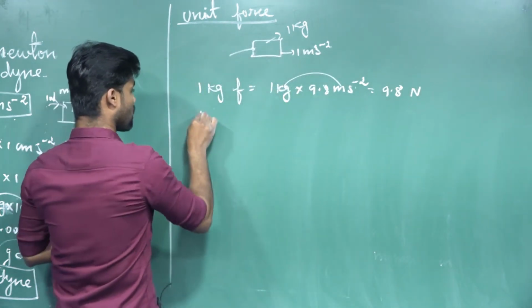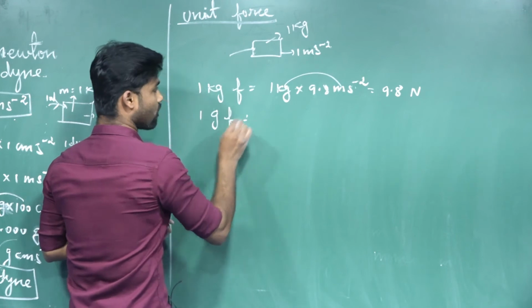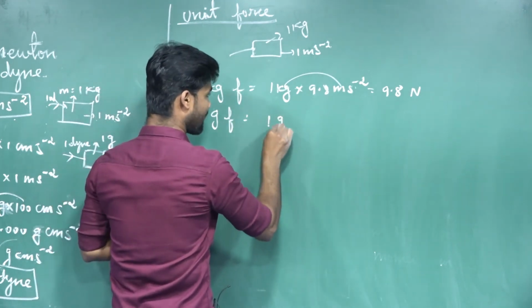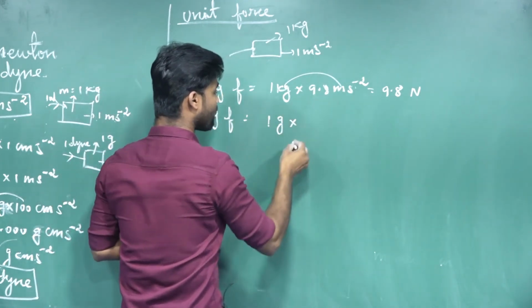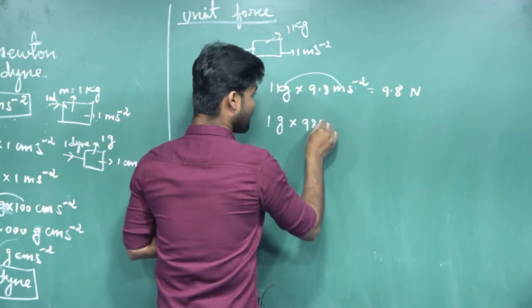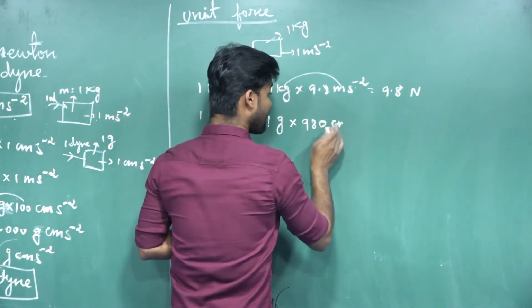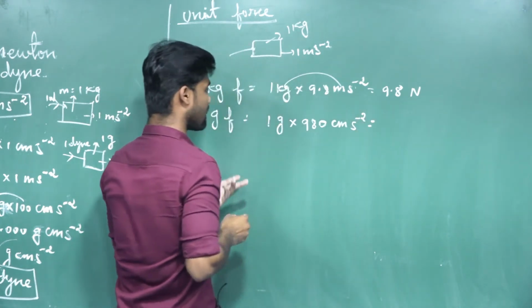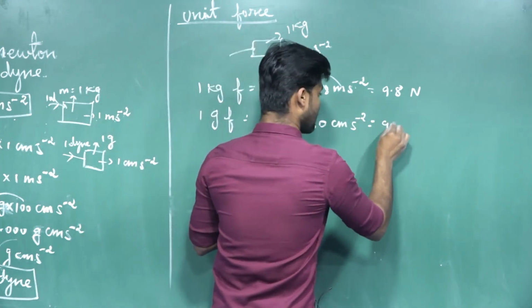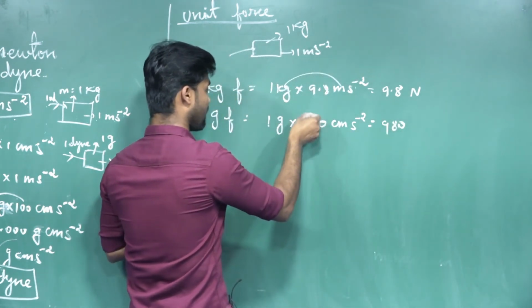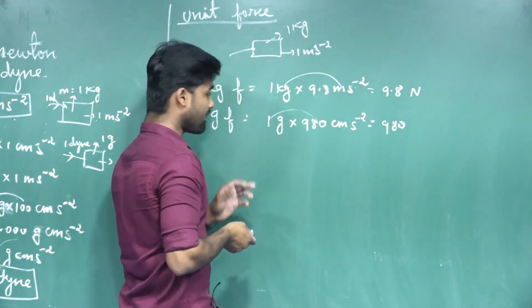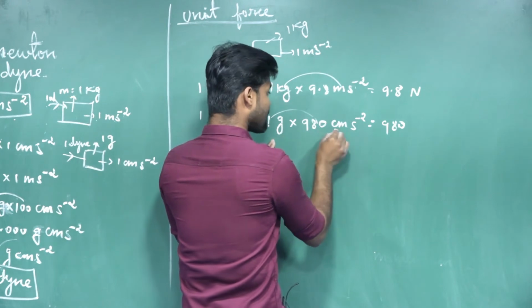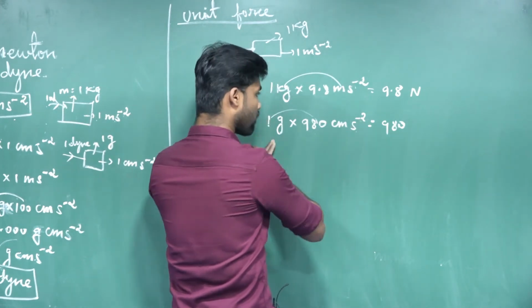Suppose 1 gram force equals 1 gram into the equivalent value, 980 centimeter second power minus 2. That is 980 into 1, so we get 980. And this gram centimeter second power minus 2 is equal to dyne. So 1 gram force equals 980 dyne.